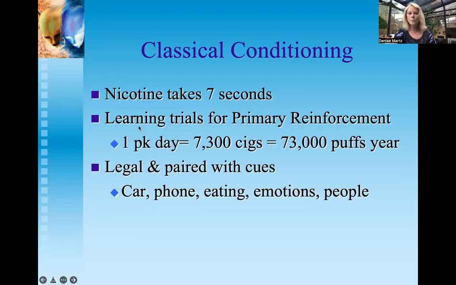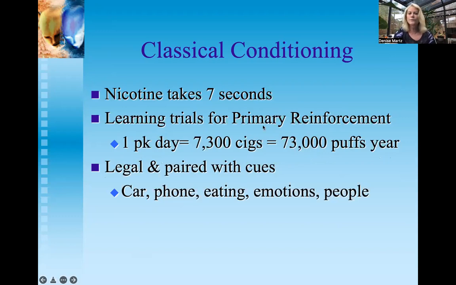Now, a 1 pack a day smoker, 73,000 cigarettes, it's 73,000 puffs a year. This is 73,000 learning trials. And remember, primary reinforcement's more powerful than secondary, tertiary, et cetera. 73,000 learning trials a year for a person smoking 1 pack a day. That would double in a 2 pack a day smoker.